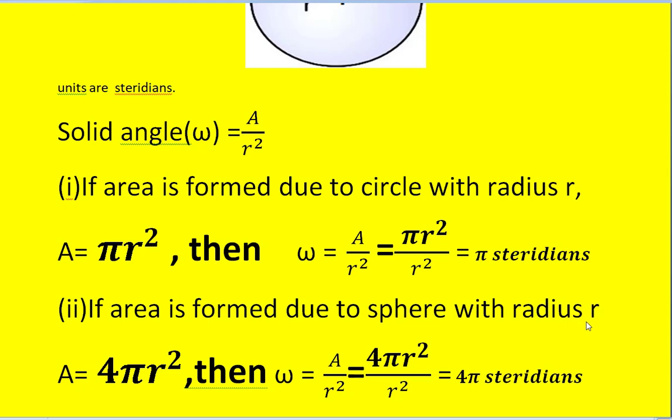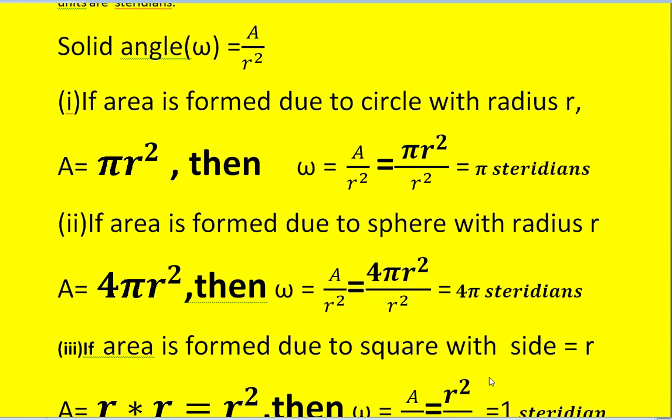Next, suppose the area is formed due to the sphere with radius r. We know for a sphere, the area of the sphere is 4 pi r square. Then the solid angle becomes omega is equal to A by r square. In place of A, we substitute 4 pi r square divided by r square. Then this r square and this r square get cancelled. Then we get 4 pi steradians.